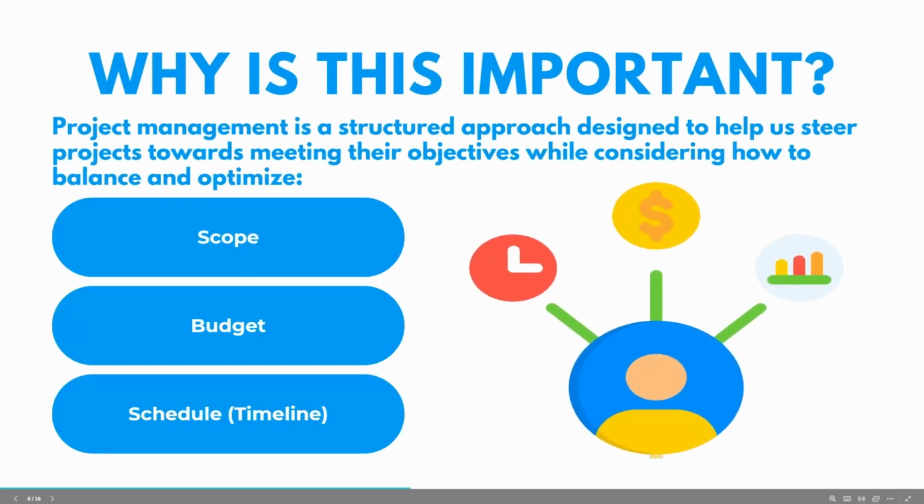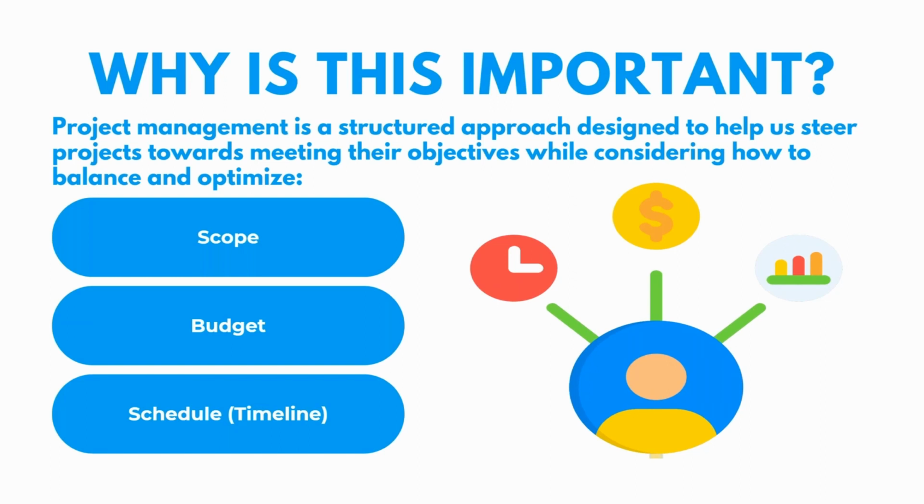Let's talk about why this is important. As you know, project management and project scheduling is a structured approach to steer us and our projects towards meeting their objectives while considering how to balance and optimize scope, budget, and the schedule or the timeline, also known as the triple constraints.